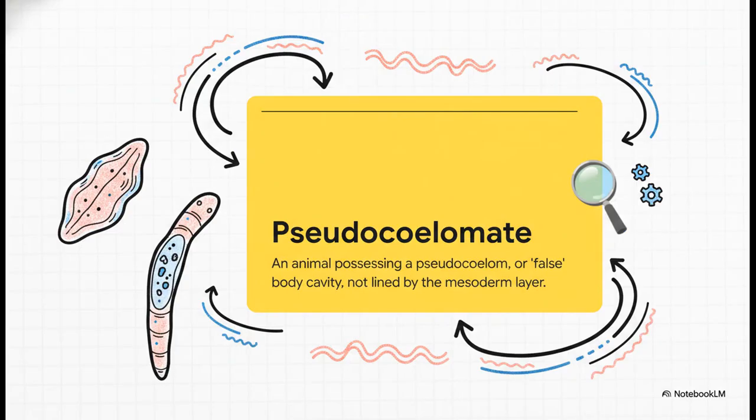Unlike those solid flatworms, roundworms actually have a fluid-filled body cavity. It's called a pseudocoelom, which basically means false cavity, because it's not fully lined by that new mesoderm layer. You can think of it as an unlined pouch. This simple space acts like a hydrostatic skeleton, kind of like an internal water balloon, giving the worm's muscles something to push against, and that allows for much more efficient movement.